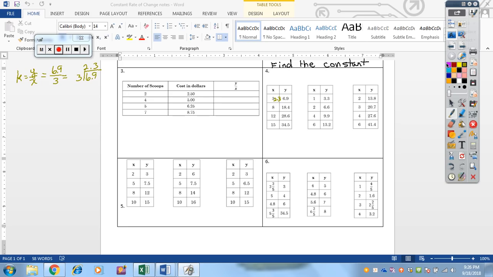Now the next one is 8. So here I am, 8 and 18.4. See if that equals 2.3. If it equals 2.3, then you keep going. If it doesn't, you stop. It equals 2.3, doesn't it? And if you're not sure, hit pause. Don't trust me.